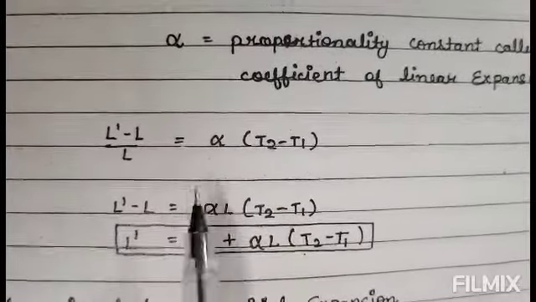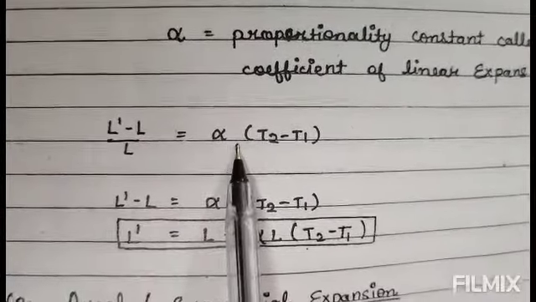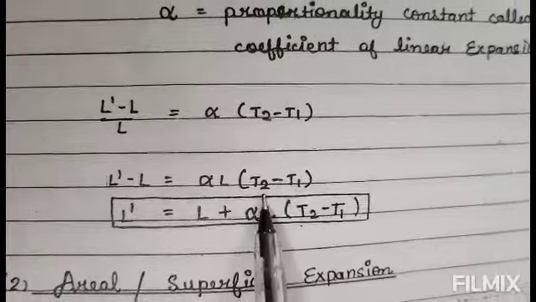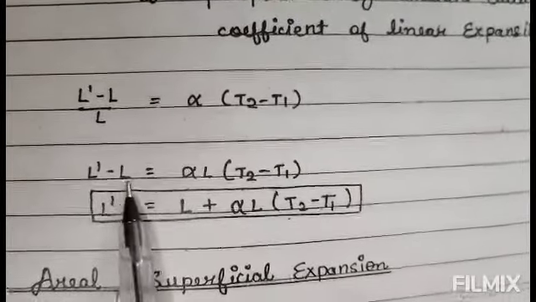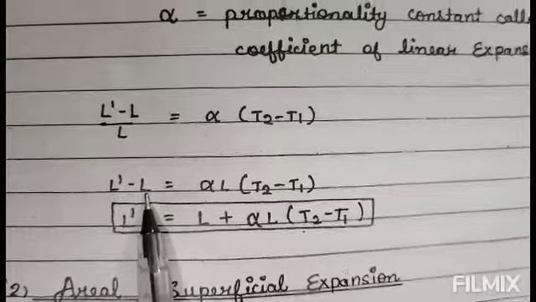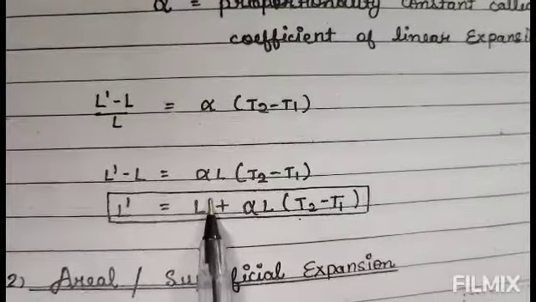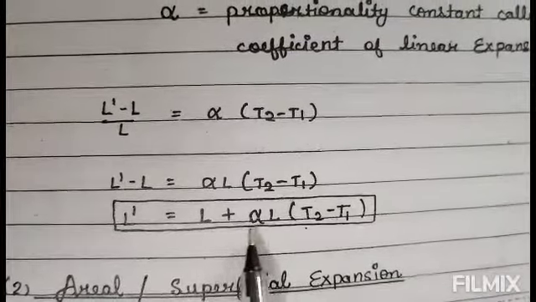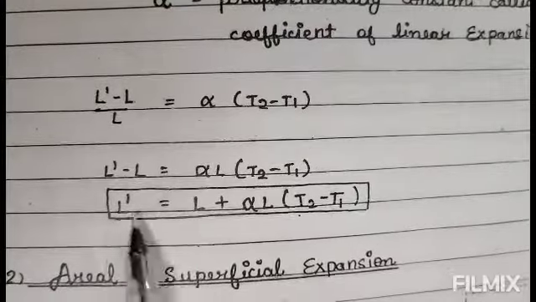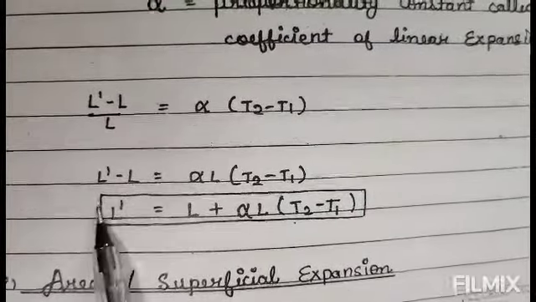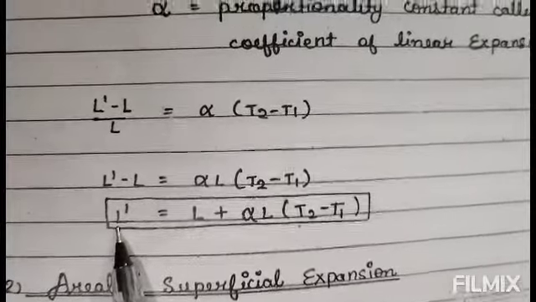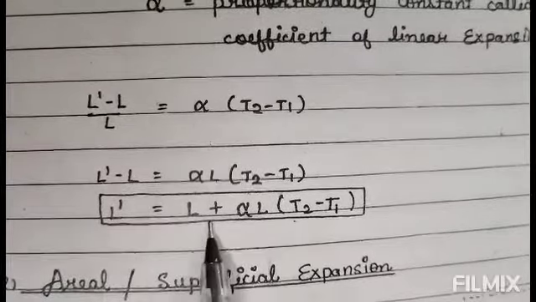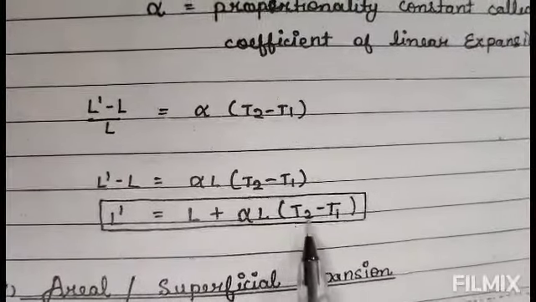When we simplify it, this L can be transferred here, and we will multiply. So L dash minus L is equal to alpha L into T2 minus T1. Then we'll transfer this minus L to the other side, where it becomes positive. So L dash is equal to L plus alpha L into T2 minus T1. This is the equation for the extension in length, that is, L dash is equal to L plus alpha L into T2 minus T1.